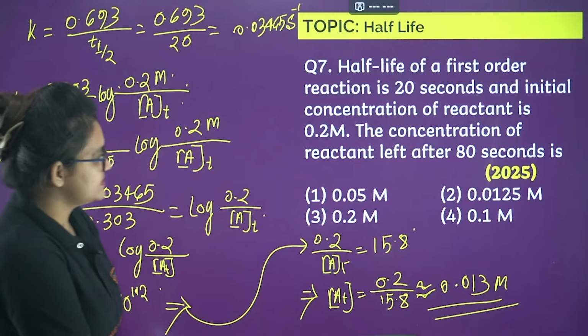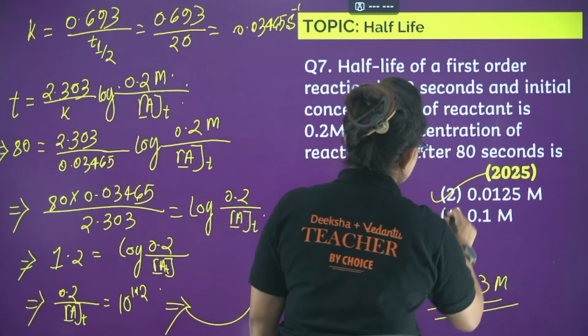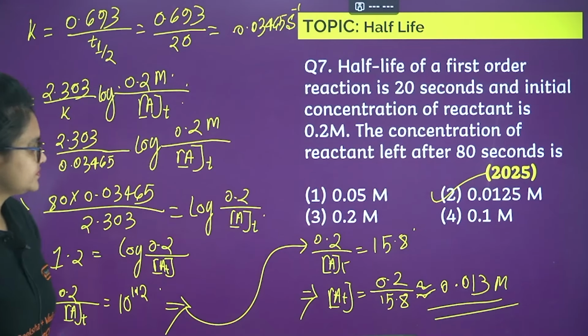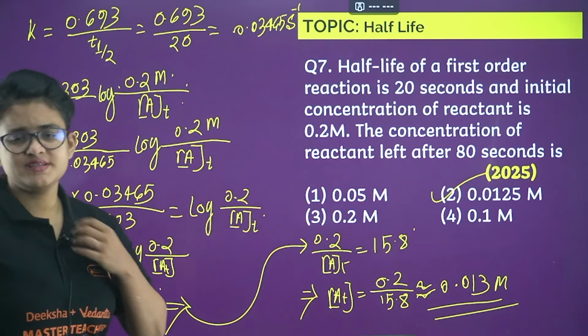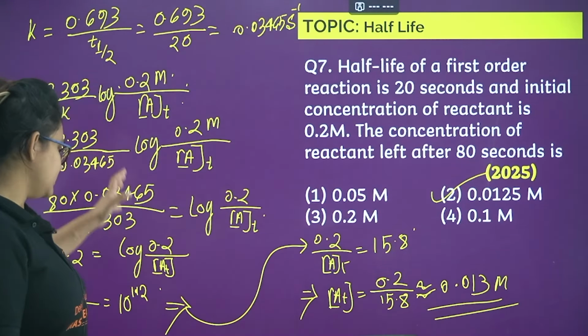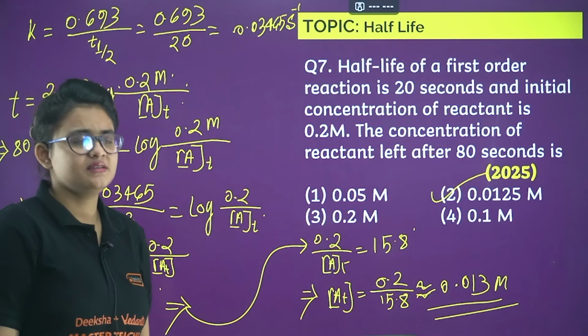So I will be taking the close by value. What is the close by answer? You can see option 2 is the closest answer. I guess you understood this. It's just a matter of calculation. If you can handle this type of things, then it's okay.